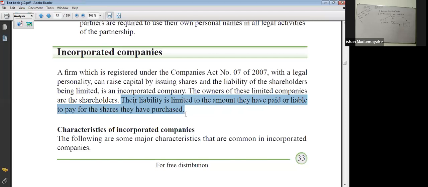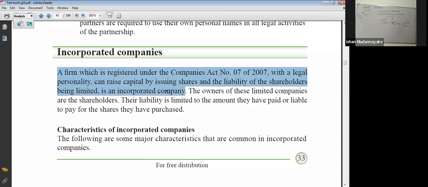Right. Then here, a firm which is registered under Companies Act number 7 of 2007 with a legal personality can raise capital by issuing shares, and the liability of the shareholders being limited is an incorporated company. Please highlight. This is the definition. If you have the textbook, please highlight.